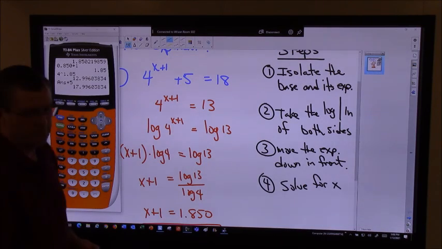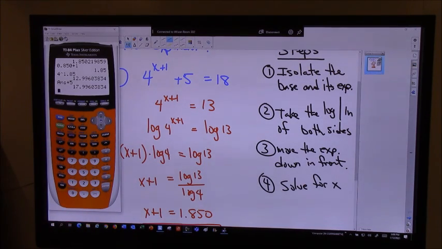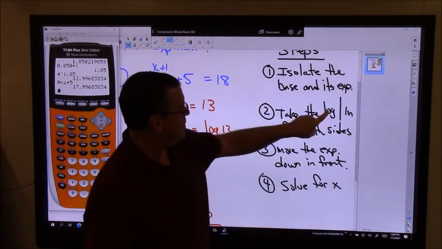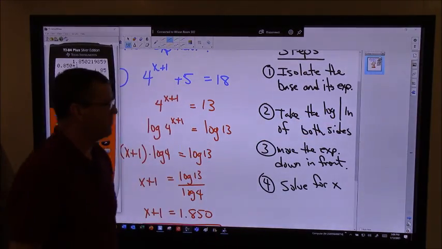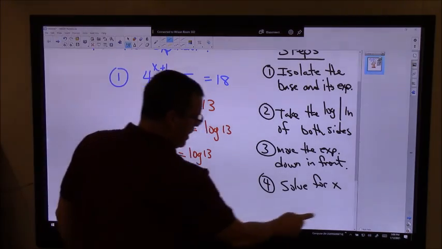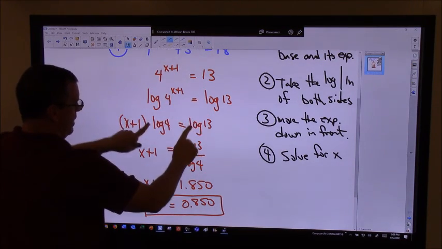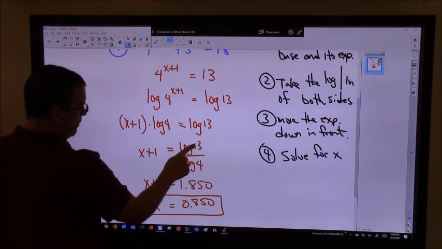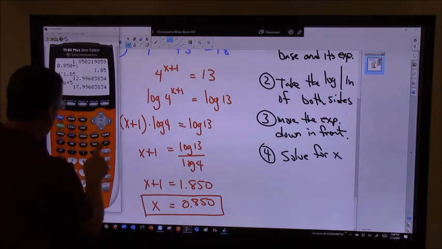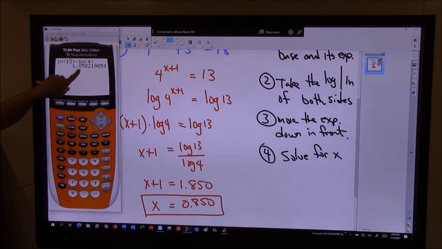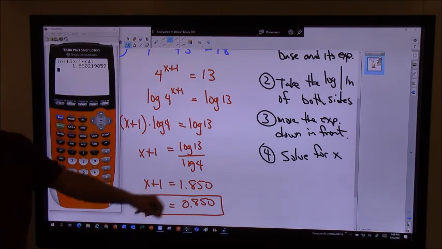All right, let's try another one. So one more thing, right here it says take either the log or natural log of both sides, okay? I could have used either one. Let's backtrack a second here and say, okay, if I would have done the natural log, I would have done natural log of 13 divided by natural log of 4. And if we go back to our calculator and look at that, natural log of 13 divided by natural log of 4, 1.850. See, I would have got the same thing.